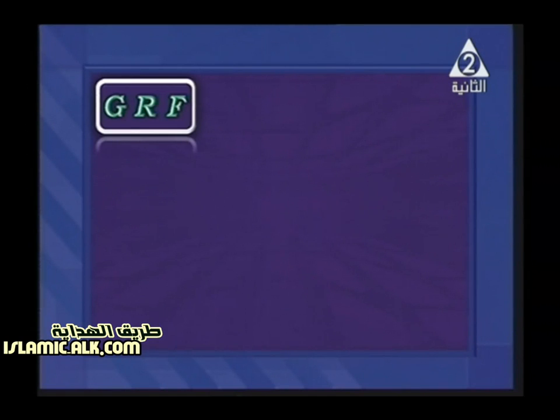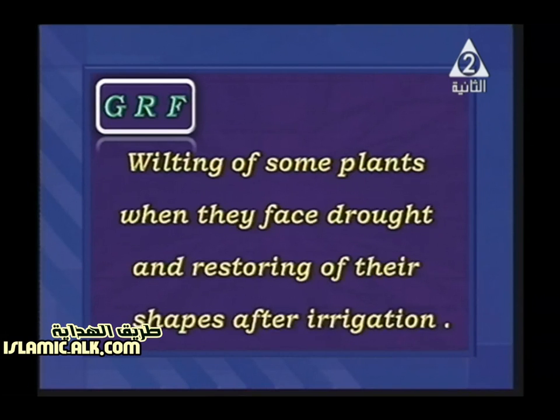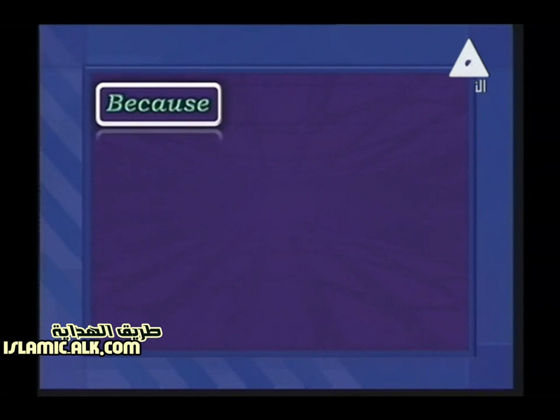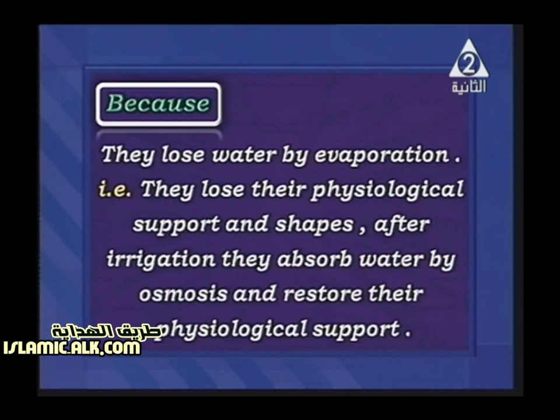We have here an important question: give reason for the wilting of some plants when they face drought and the restoring of their shapes after irrigation, after getting water. Just think. Yes, excellent. They lose water by evaporation, that means they lose their physiological support and shape. After irrigation, after absorbing water by osmosis, they restore their physiological support.